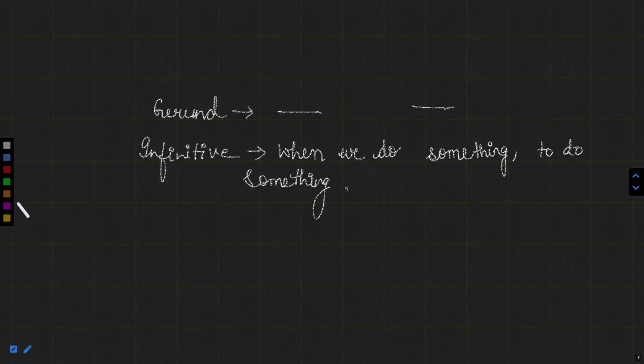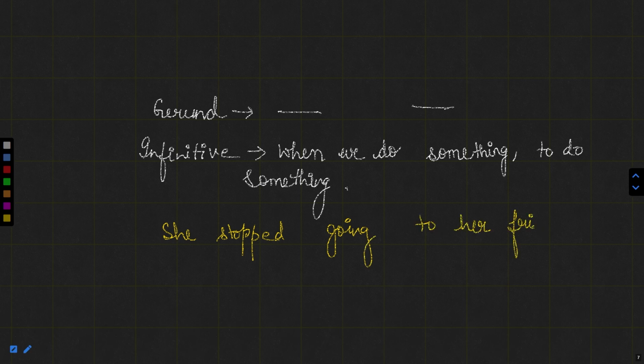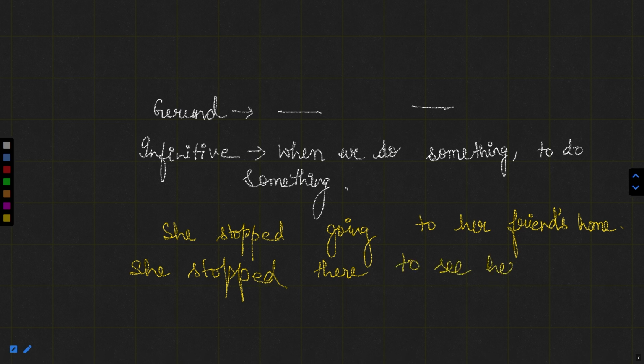Now let me take two sentences over here. She stopped going to her friend's home. And another sentence is, she stopped there to see her friend. Or to meet her friend, let's say. Now, the meaning is different in both these sentences.